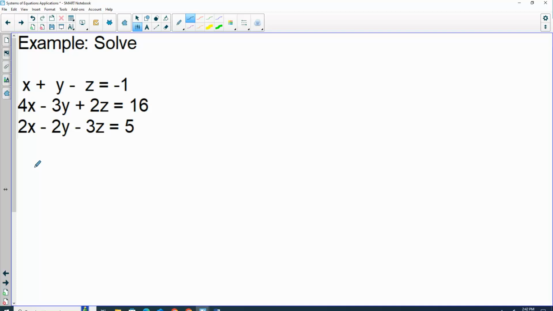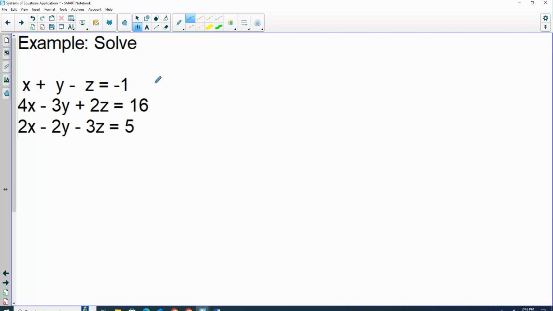Let's see how we're doing on time. And see, our strategies are the same, substitution or elimination. But what we're going to do is actually work with 2 equations at a time. Elimination is probably going to be a little bit easier here.